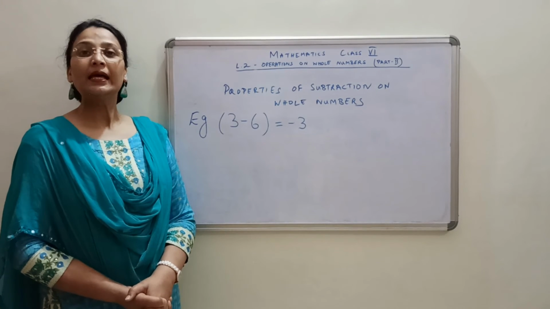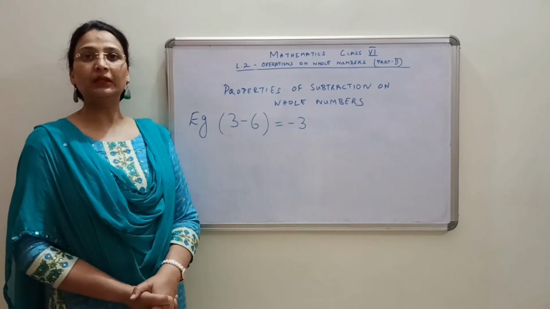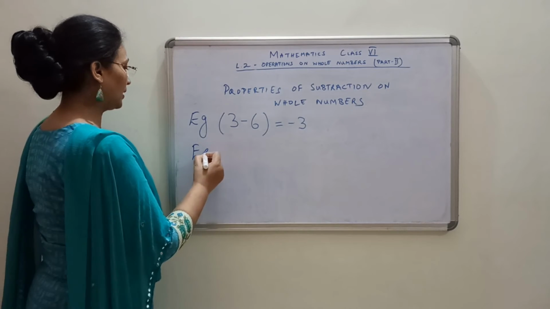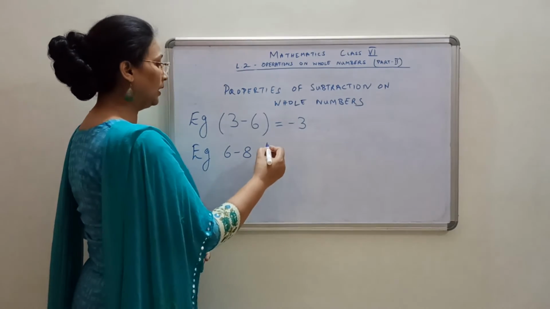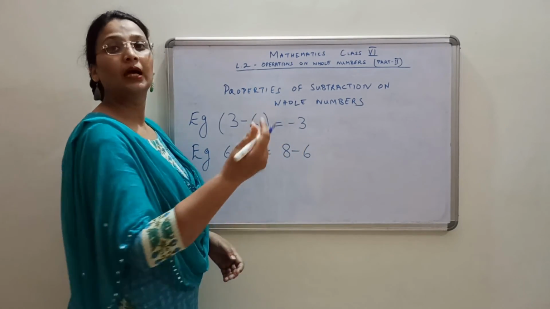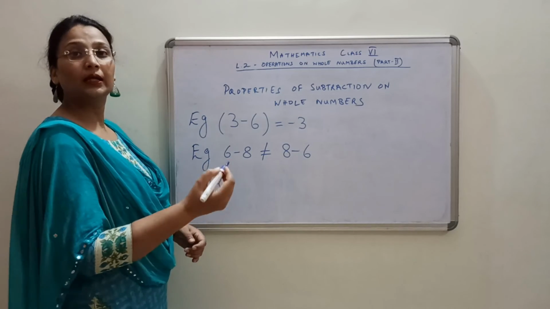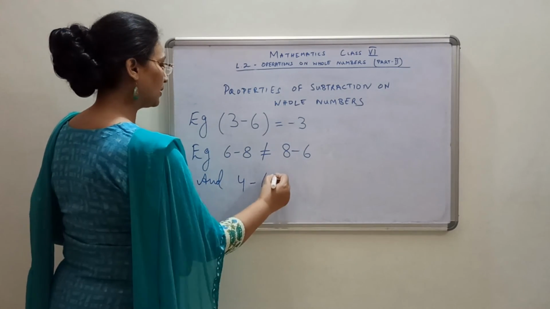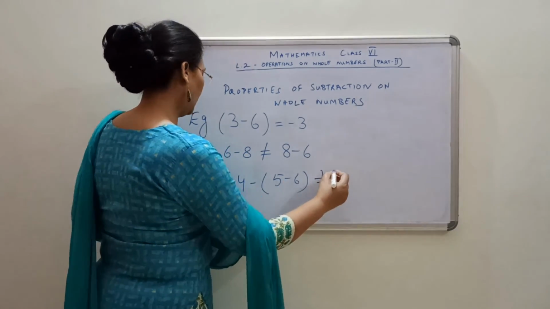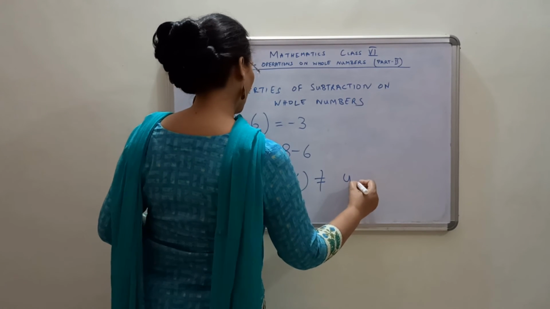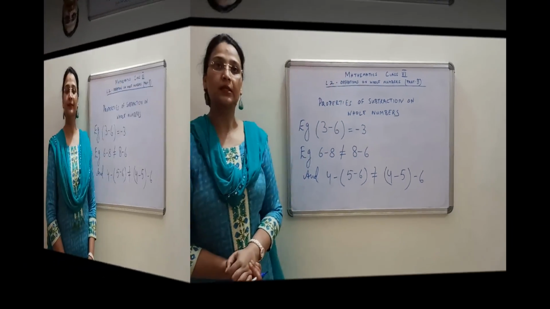But the second point is, subtraction of whole numbers is neither commutative nor associative. Example, 6 minus 8 is not equal to 8 minus 6. And in other words, take another example, that is (4 minus 5) minus 6 is not equal to 4 minus (5 minus 6).